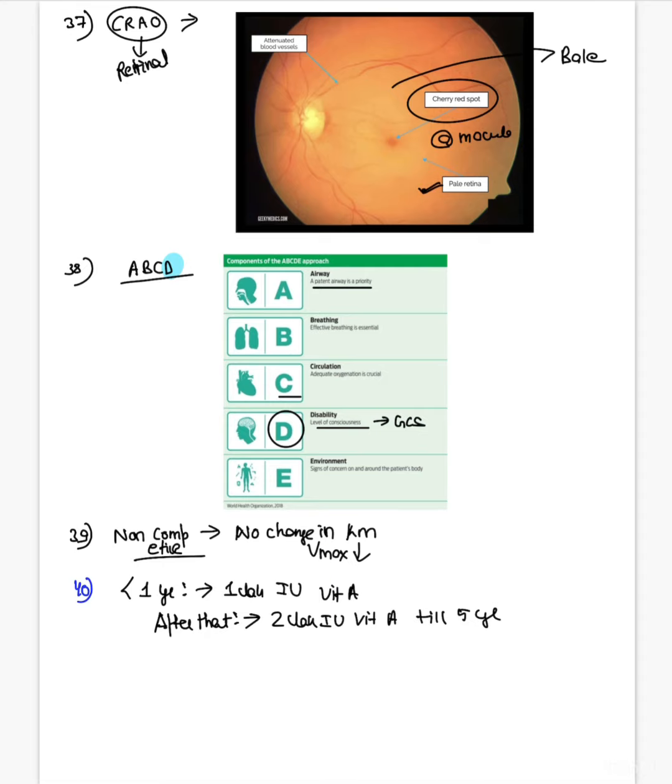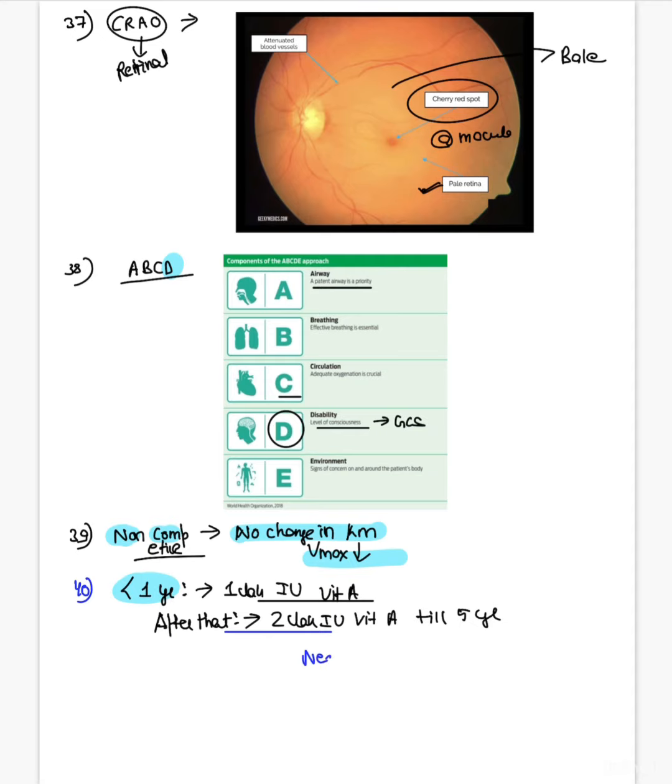Okay, in the last part we discussed the graphs of non-competitive. Remember, non-competitive: no change in Km and Vmax decreases, guys. Then they ask you, if the child is less than 1 year, what do we do? We give 1 lakh international unit of vitamin A. And if the child is more, after every 6 months we give 2 lakh international unit of vitamin A till 5 years, guys.